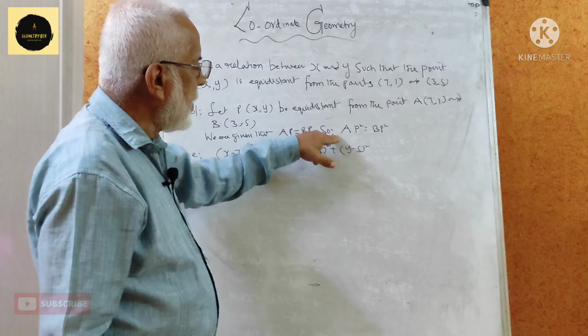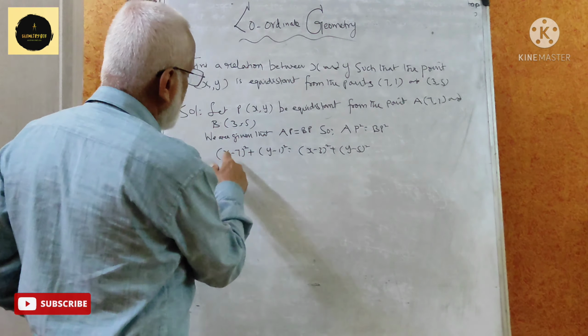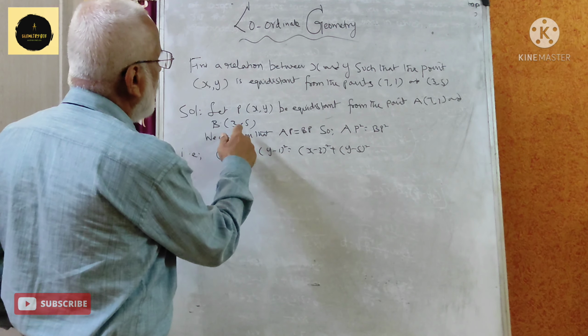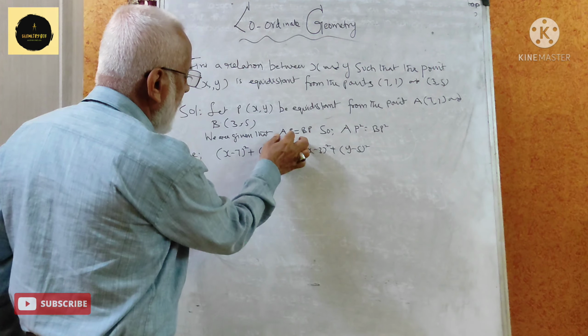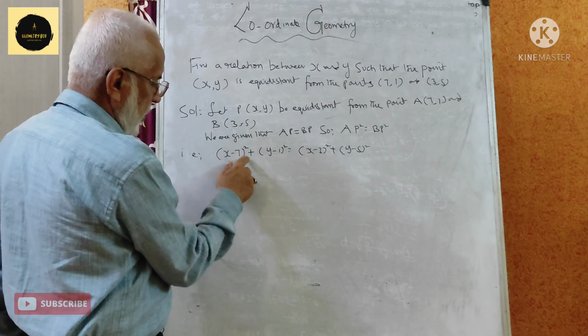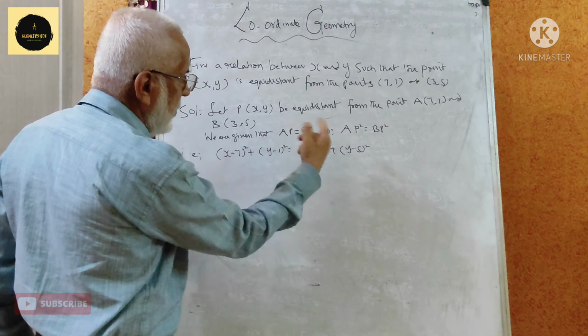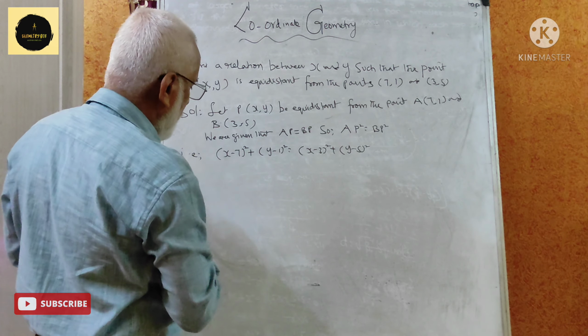Now, or otherwise, AP square is equal to BP square. For that I can use (x minus 7) whole square plus (y minus 1) whole square is equal to, this is the value of AP square. How are you going to write BP square? (x minus 3) whole square plus (y minus 5) whole square.